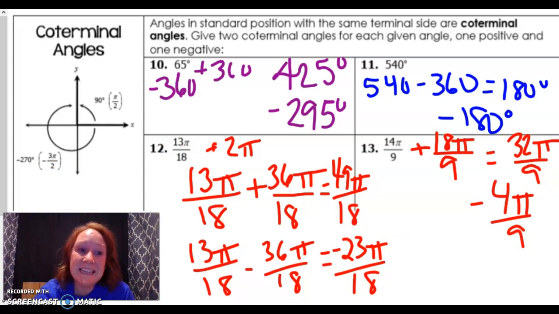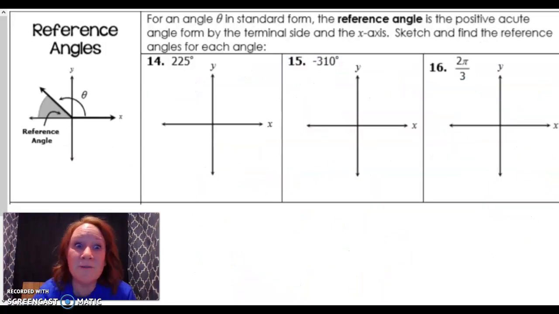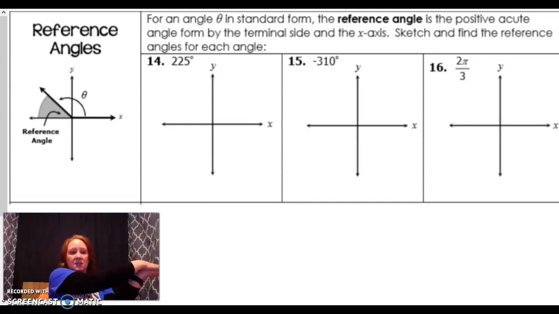All right, now the next thing here, ooh, reference angles. So remember how we talked about how you always start at due east? Well, as we're thinking about it, we're also going to talk about something called a reference angle. So for any angle theta in standard form, the reference angle is the positive acute angle formed by the terminal side and the x-axis. Okay, that's so outrageously important.